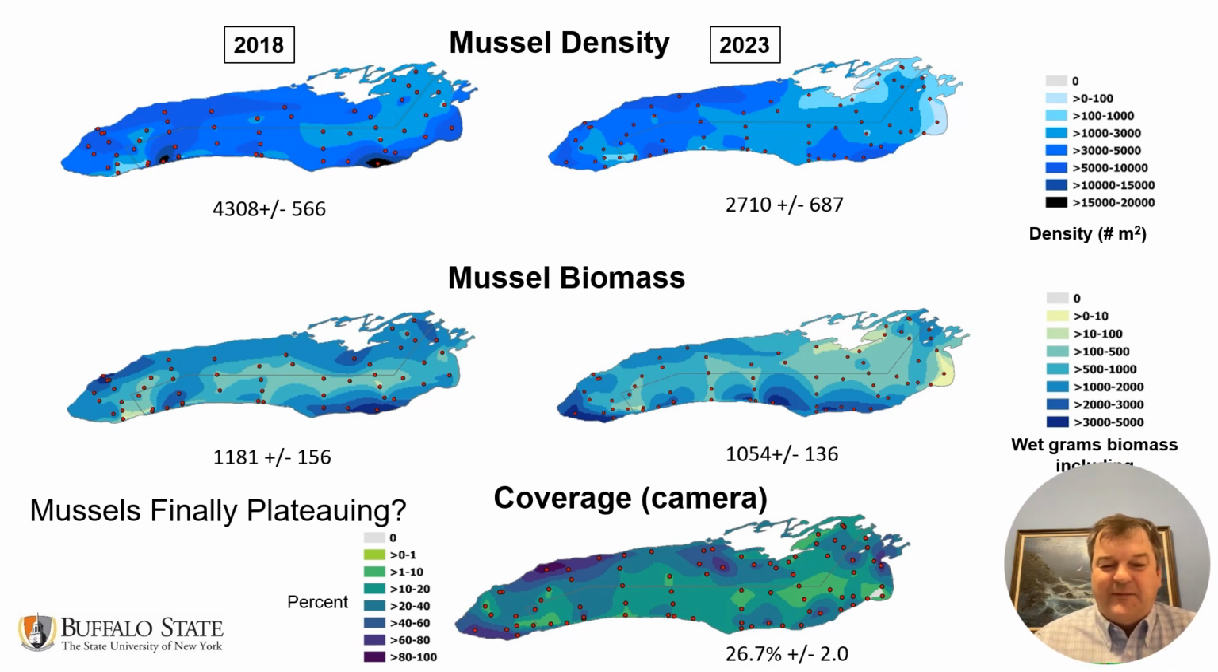With the benthic imaging system, we can do the same type of map with Dreissenid coverage. So we get this lake-wide average of 26.7% coverage by mussels, which is considerable.